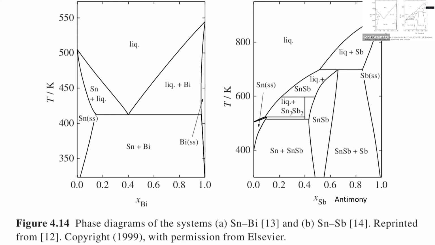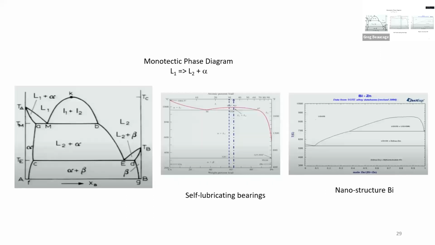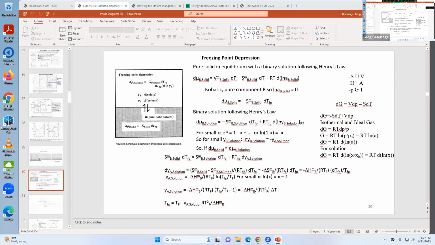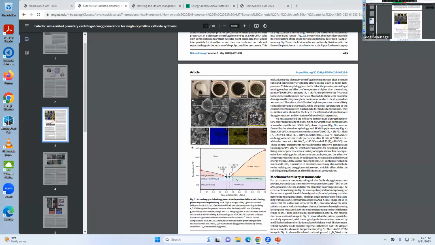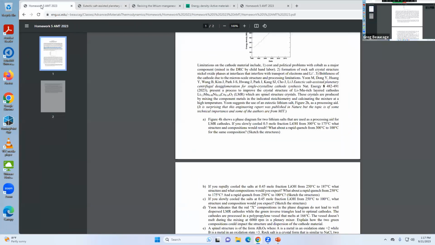You can see that this intermediate phase thing shows up. The monotectic, liquid to liquid 2 plus alpha, is kind of a weird thing, but it does exist. I think on the web page there's a self-lubricating bearing paper that shows a monotectic, and there's another paper on bismuth. So if you go over to the web page, there's a bunch of papers there on this phase behavior.